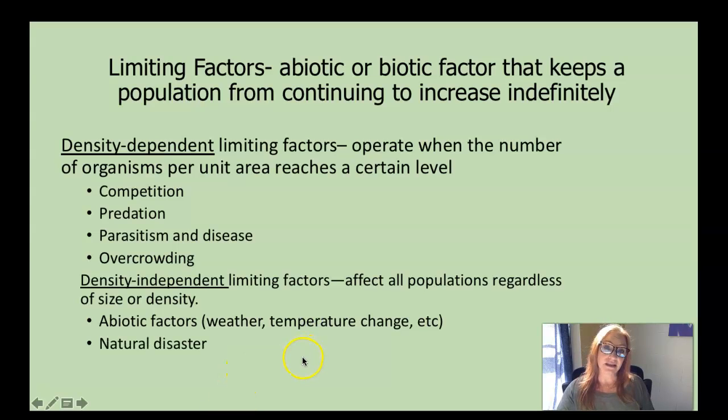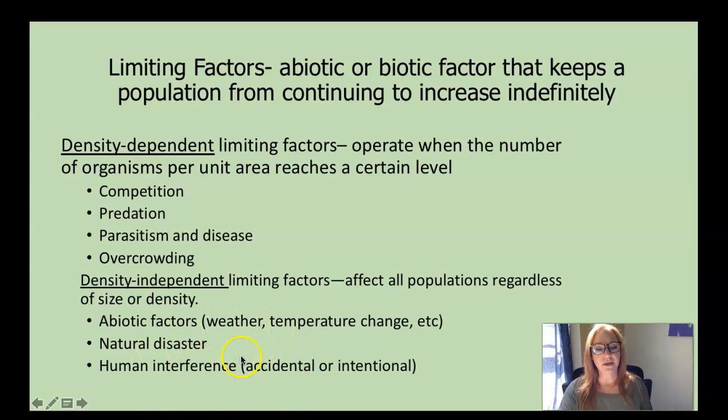Natural disasters as well, those will take out whoever's in the way of that hurricane. Let's go back to the sharks. Sharks are affected by hurricanes, especially if they are shallow water sharks, because of storm surge, changes in salinity in the water. Hurricanes really mess up shallow water ecosystems, okay? And then human interference.